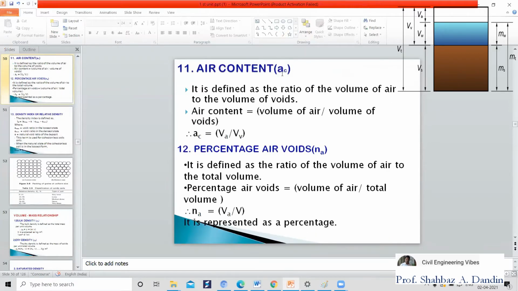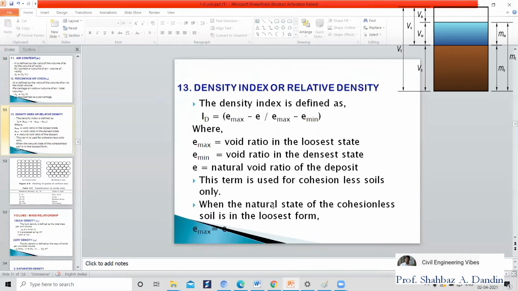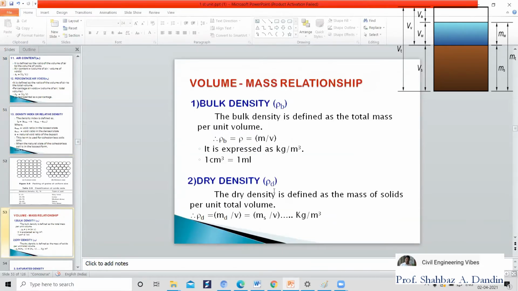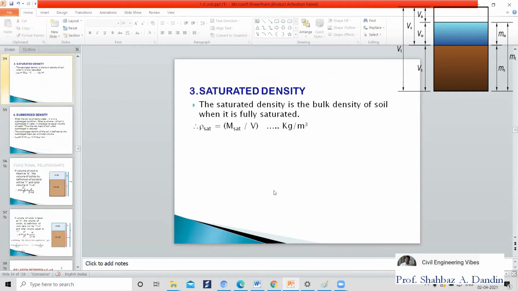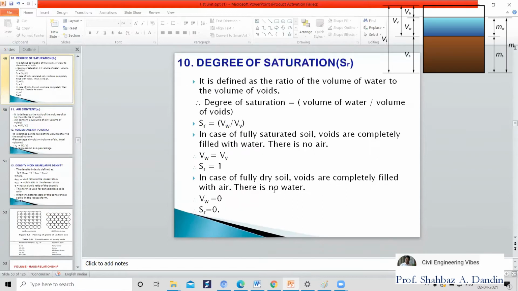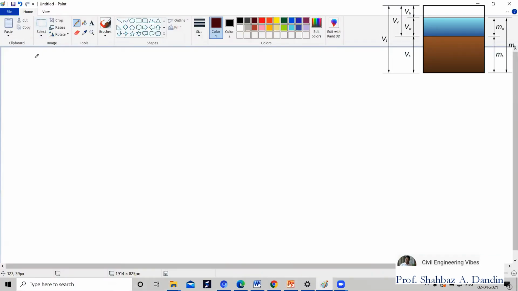Air content we will be giving with the prefix AC. AC is equal to volume of air divided by volume of voids. Percentage of air voids, na, we will be saying it as Va by V. Okay. This is not required at present. That's it. You people should know these definitions. Okay, what do I mean by that? Whenever I go about finding out the relationships, I always assume that.